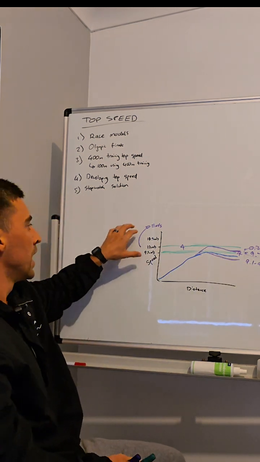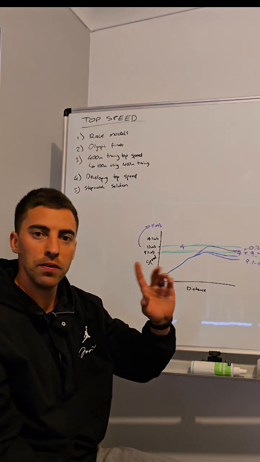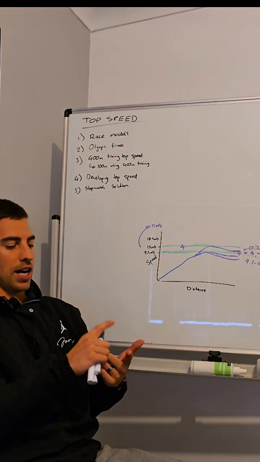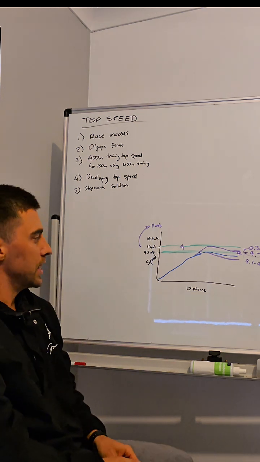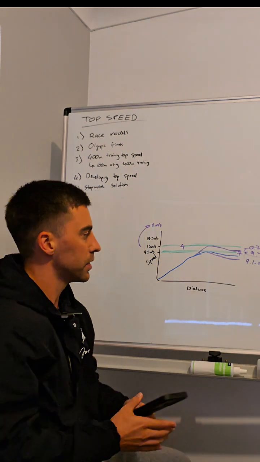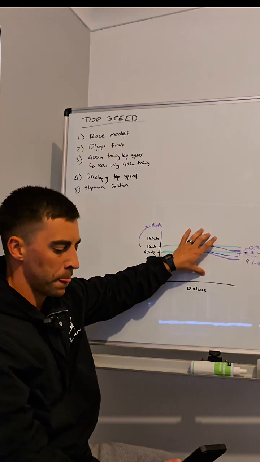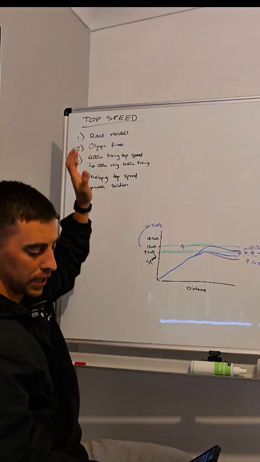And this is why I say top speed is the absolute most important factor for anyone that races in the 60, the 100, the 200, or even the 400. And so again, that's what I think is a great way to summarize the value in top speed. And so let's move on to number 2, so Olympic final.